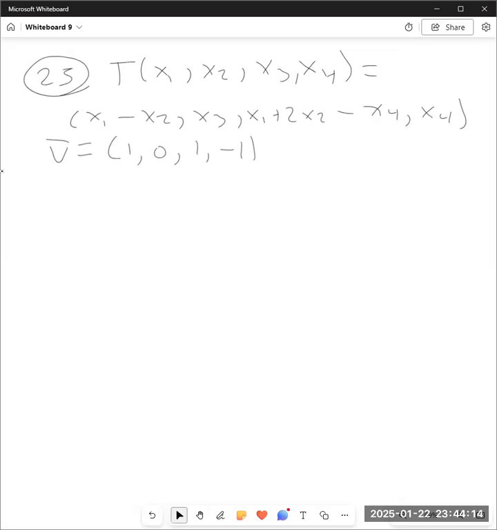1, negative 1. So transformation matrix A, for part A here, is 1, negative 1, 0, 0, 0, 0, 1, 0, 1, 2, 0, -1, and 0, 0, 0, 1. So that's matrix A.